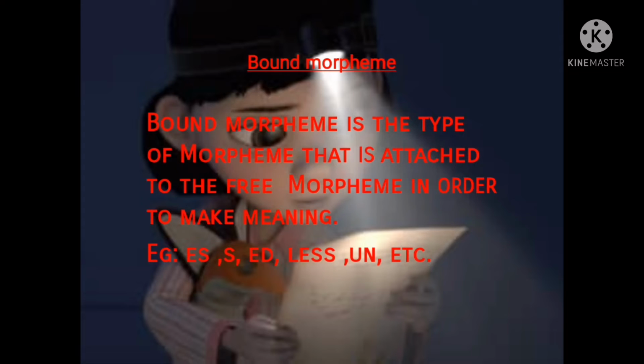You understand? We have ungrateful. You can say grateful, which makes meaning, which makes sense, right? So the UN attached to the grateful becomes a bound morpheme. So we have examples of bound morpheme. We have EX, we have S, we have ED, we have less, we have UN, and many more.